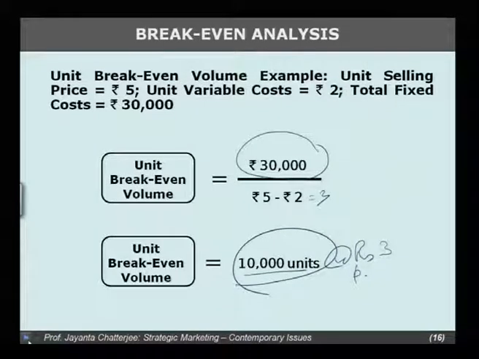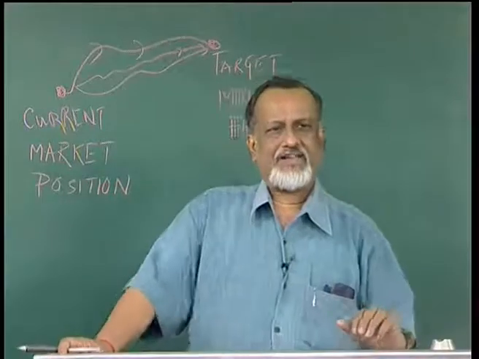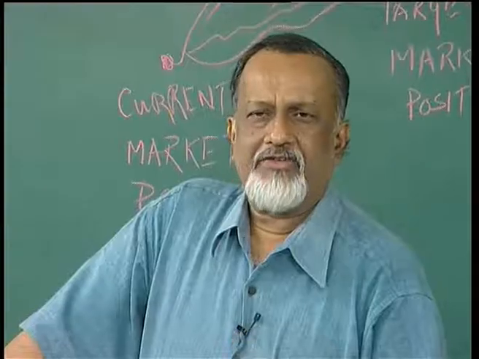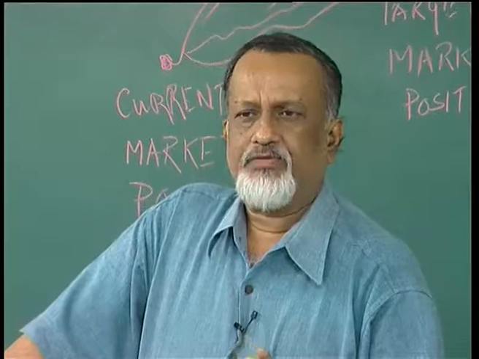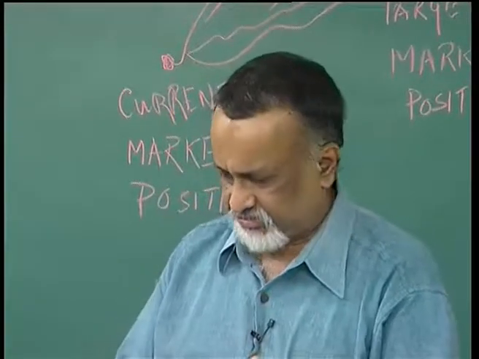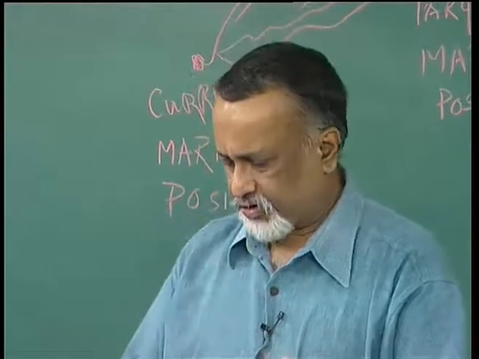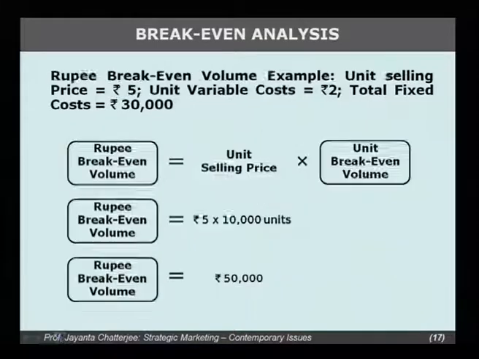So, this we call break even volume in units, and break even volume in rupees will be unit selling price multiplied by the unit break even volume. So, that means 5 rupees is the selling price multiplied by the 10,000 that we just obtained. So, 5 into 10,000 will give you 50,000 rupees, which is your break even volume in rupees.